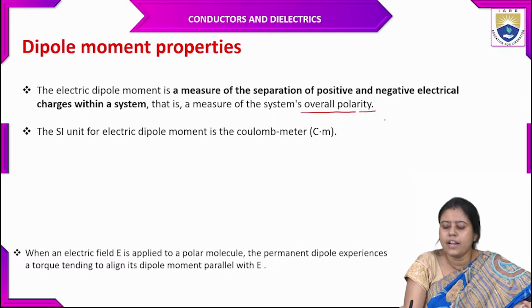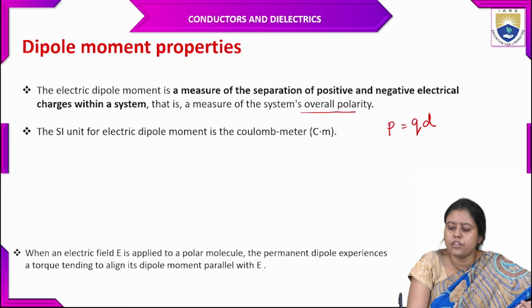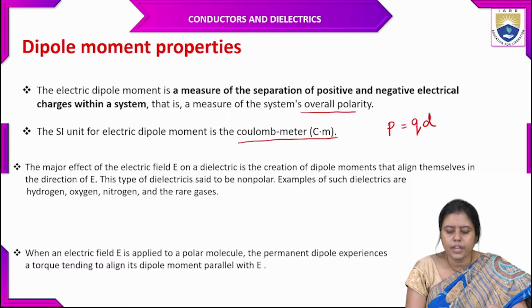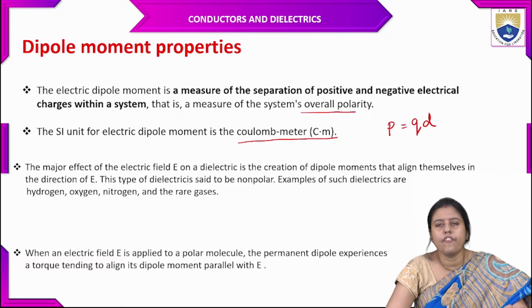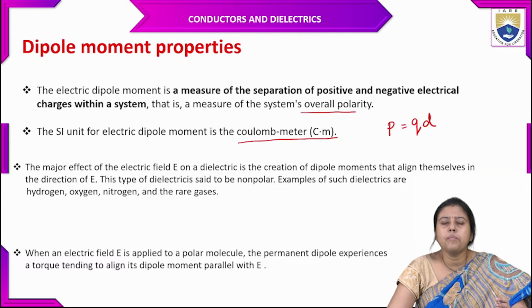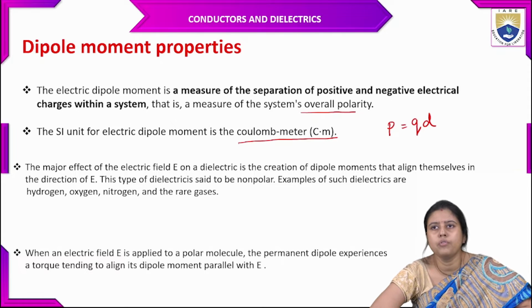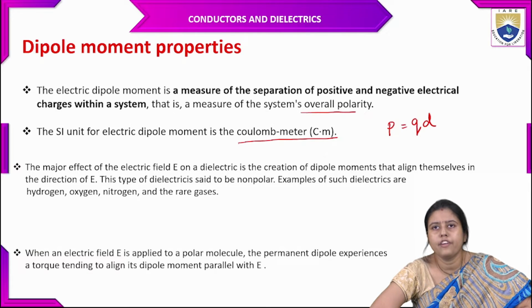And as we discussed earlier, the polarization is equal to Q into d according to the definition. The SI unit of the electric dipole moment is the coulomb meter, or C into m. The major effect of the electric field E on the dielectric is the creation of dipole moments that align themselves in the direction of E. So if we keep the charges in an electric field E, these dipoles will align themselves in the direction of the electric field E.